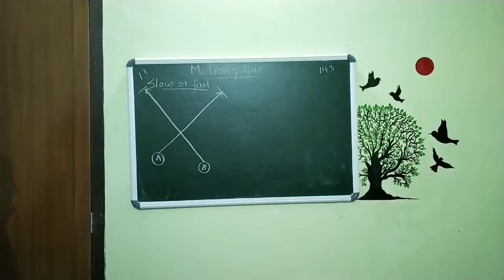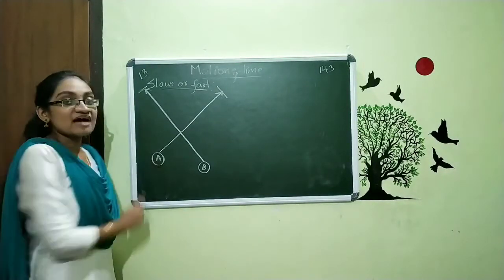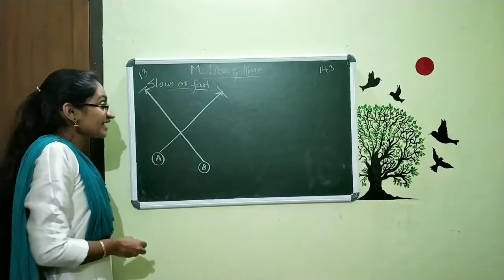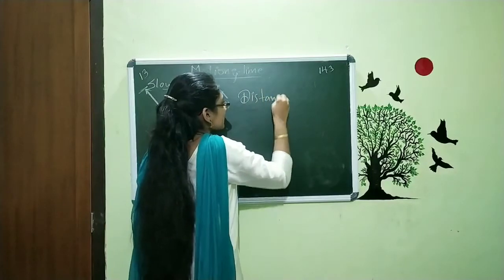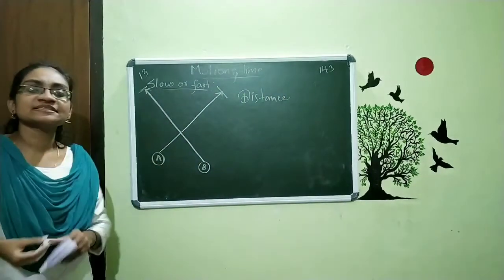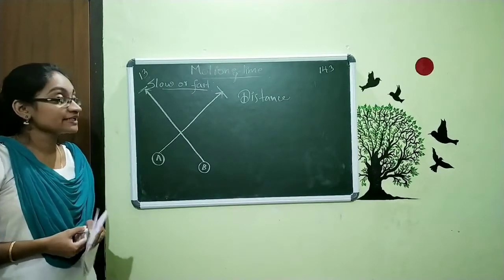I am going to do that. First of all, taking the distance that is travelled by A. I am going to take the distance. Now the question is, what is this distance? Distance is the path travelled by the object.